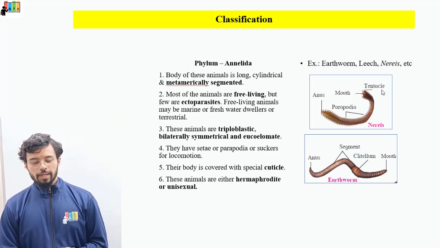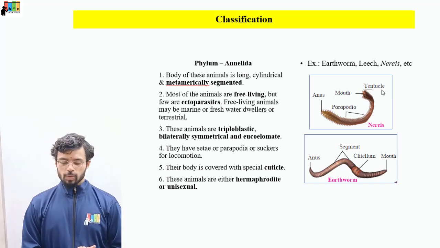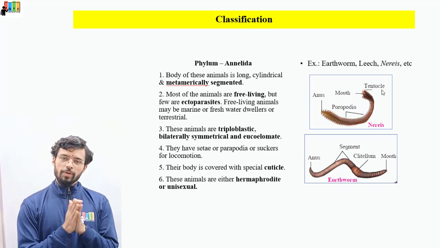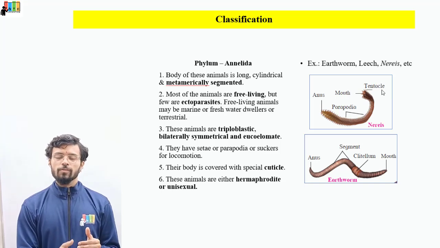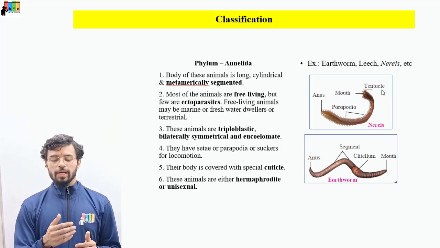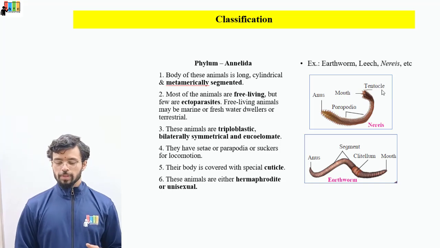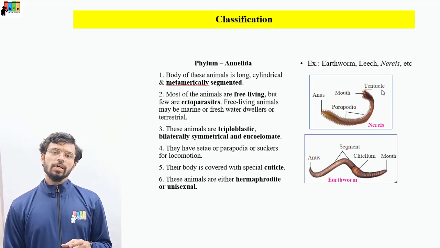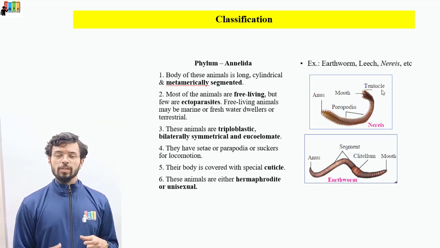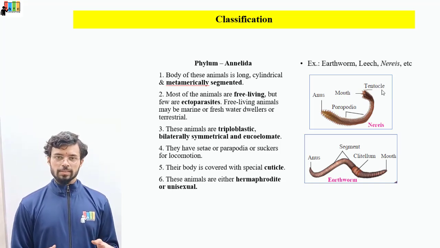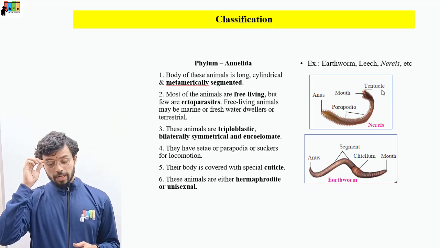And many of them are free living, but some are ectoparasites as well. Again, they are found in all forms, as in they have been adapted to the aquatic form of life. They have been adapted to the terrestrial form as well. So annelids, like the earthworm, as you see, can stay in moist land. It can also stay in your compost pits. Your compost pits are not soggy, right? They are still terrestrial, so they can survive there as well.